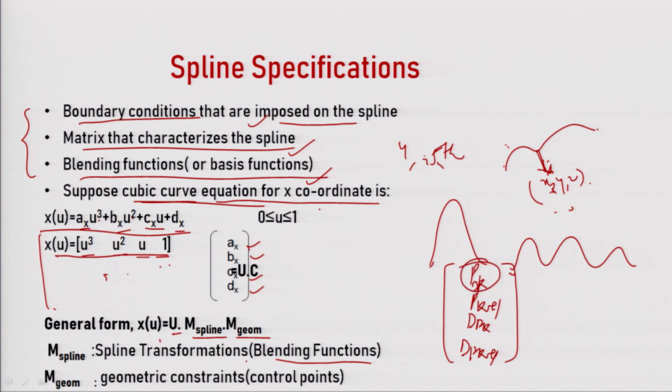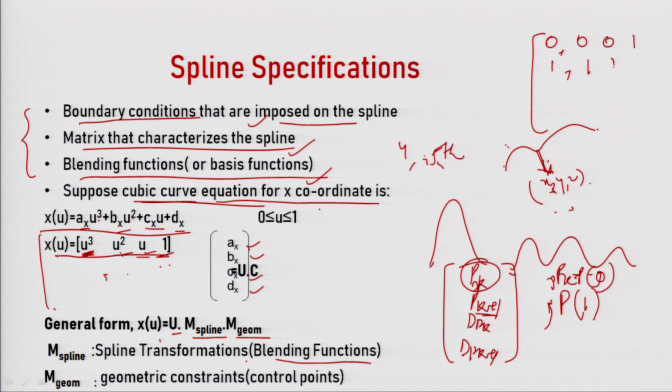Pk is the first point, that means pk is p of 0. P of 0 means substitute the value u equal to 0 over here. When you substitute the value 0, you will get the matrix 0, 0, 0 and 1. Now, pk plus 1 is nothing but p of 1. In p of 1, substitute the value of u as 1 over here, then you get 1, 1, 1, 1.